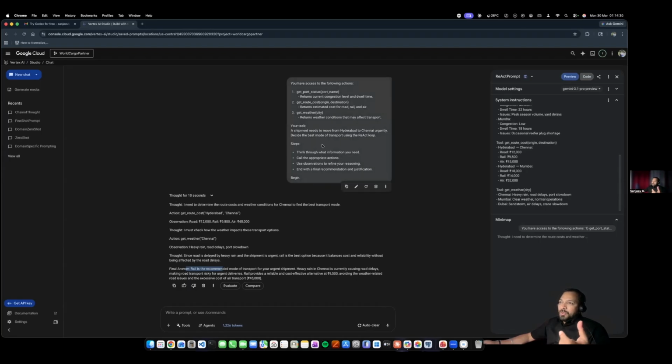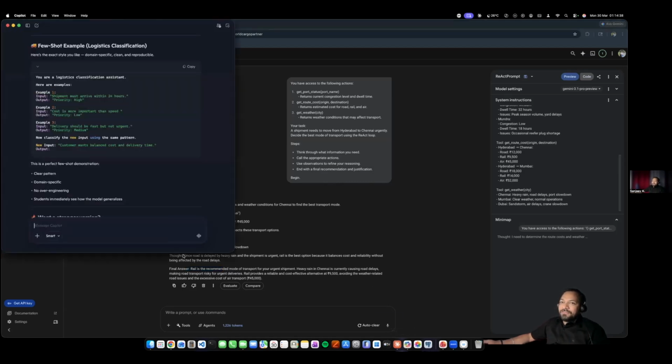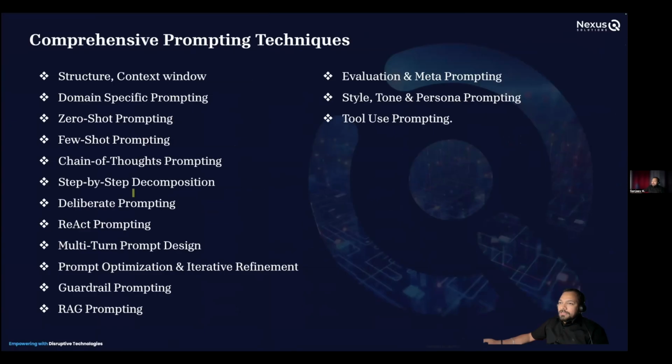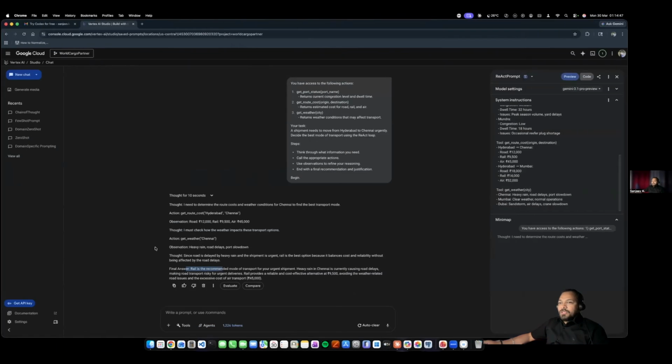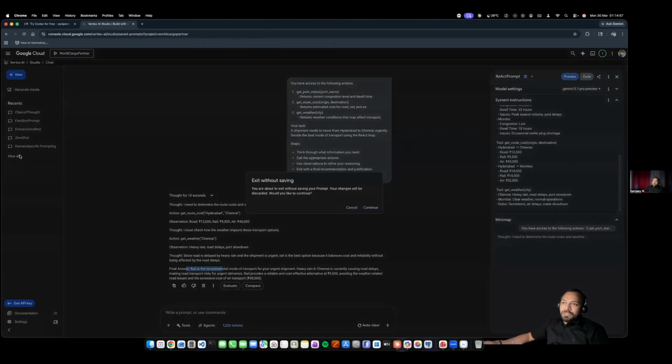So you have to play around with the prompt in such a way that the answer doesn't deviate. So that's what we have discussed in prompt optimization and iterative refinement. We have to keep doing it until you see a constant answer coming from the LLM. Now let us go to the next part.